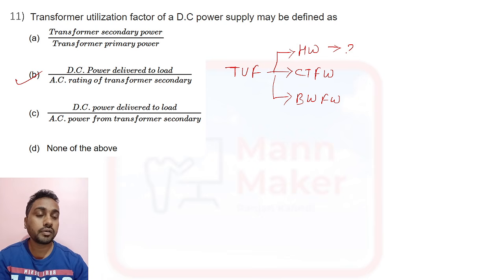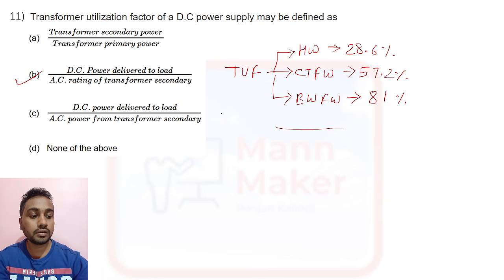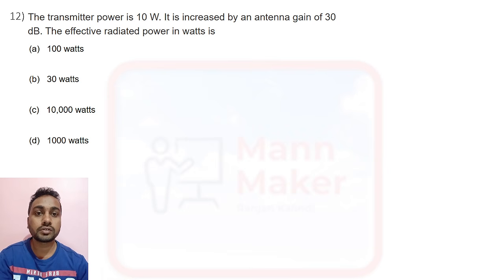So half wave rectifier is 28.6%, then center tap is 57.2%, and TUF of bridge rectifier is 81%. Okay, so this thing you just remember, because they may ask this question also.